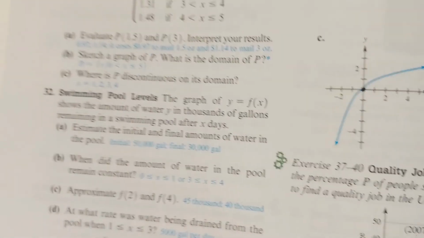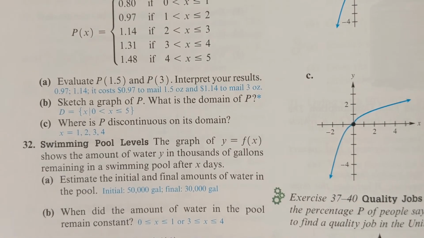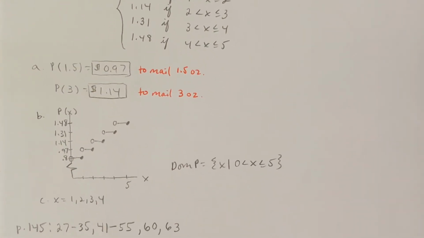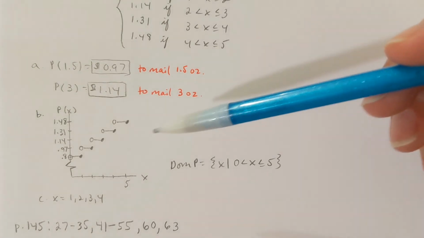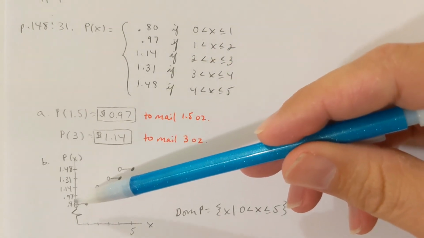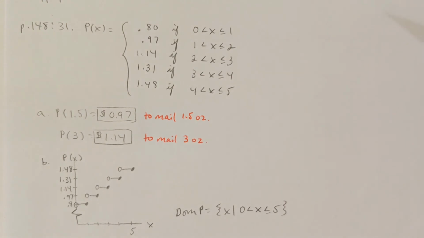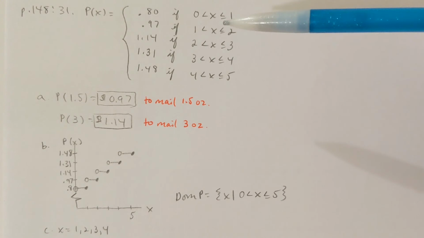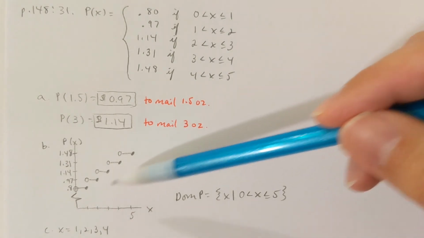Part B. Sketch the graph of P. What is the domain of P? Well, P of x is the price, which is 0.80, 0.97, 1.14, 1.31, 1.48, and x is going from 0 to 5. Now, if x is going from 0 to 1, and I'm not including 0, by the way, then it costs 80 cents to mail a package weighing 1 ounce.